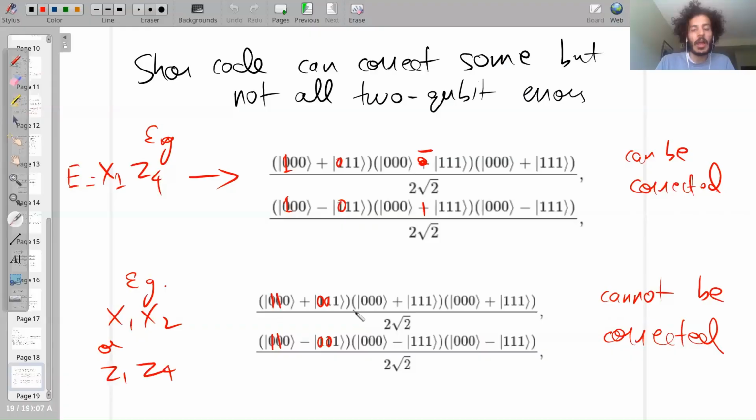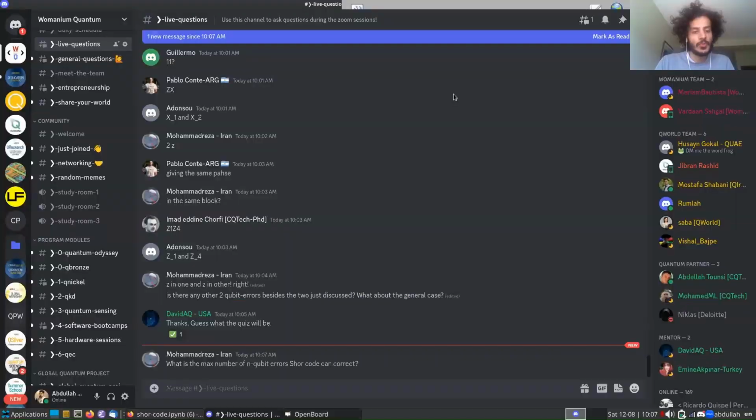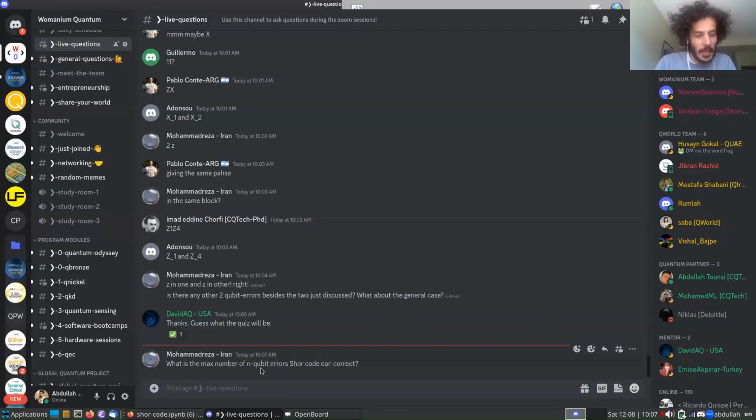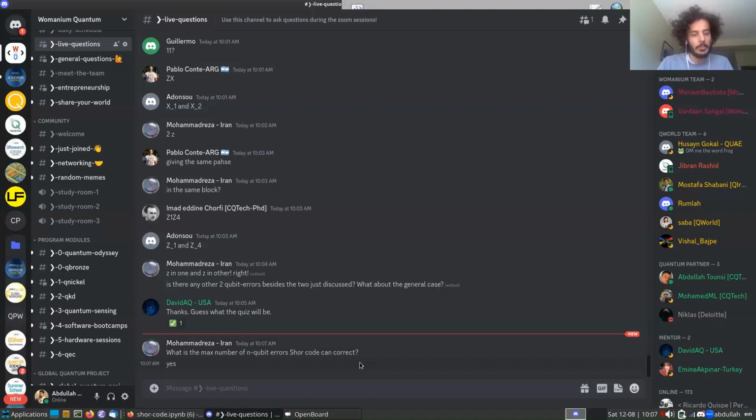Okay, so I should stop now. What is the maximum number of qubit errors the Shor code can correct? It is only guaranteed to correct all 1-qubit errors. If you're asking for an example of the largest number of qubits which can experience error that the Shor code can also correct, I don't remember off the top of my head. You can compute it yourself, and perhaps post it in the QEC channel once you figure it out.